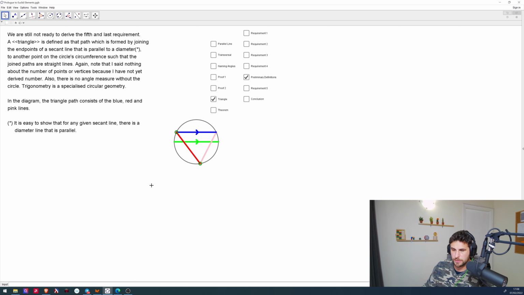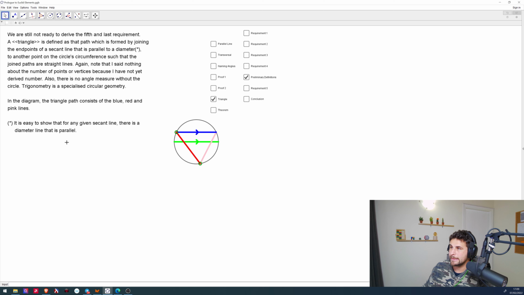So now we need to define a triangle. So we're now ready to derive the fifth and last requirement. So a triangle is defined as that path which is formed by joining the endpoints of a secant line that is parallel to a diameter to another point on the circle's circumference such that the joint paths are straight lines. It's easy to show that for any given secant line there is a diameter line that is parallel.